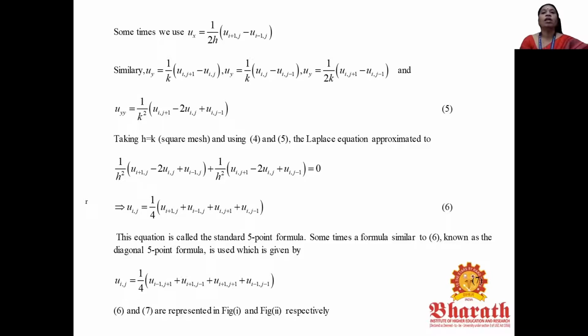So this equation is called the standard 5-point formula, and very frequently we will be using this in the problems. Sometimes a formula similar to equation number 6, known as the diagonal 5-point formula, is used, which is given by u of i comma j is equal to 1 by 4 into u of i minus 1 comma j plus 1 plus u of i plus 1 comma j minus 1 plus u of i plus 1 comma j plus 1 plus u of i minus 1 comma j minus 1. So equations 6 and 7 are represented in figures 1 and 2 respectively.